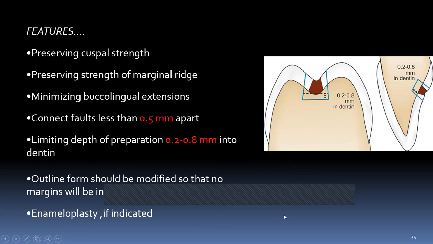The features of the outline form and initial depth include that the cuspal strength should be preserved, and the strength of the marginal ridge should be preserved. Then we have to minimize the buccolingual extension of the cavity, and we have to connect the folds which are less than 0.5 millimeter apart, and we have to limit the preparation depth to 0.2 to 0.8 mm into dentine. And while we are making the outline form, it should be modified such that no margins will be in occlusion with the opposing tooth.